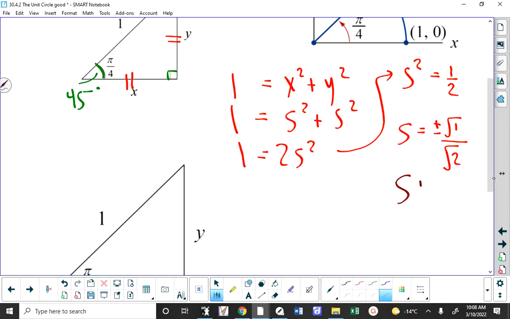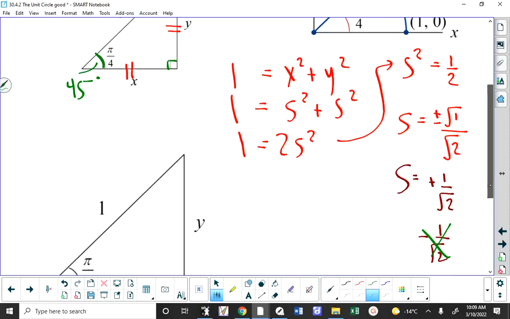Which means S equals positive 1 over root 2, or negative 1 over root 2. But since we are in quadrant 1, we throw the negative 1 over root 2 out. Toss it in the bin. So we get 1 over root 2.